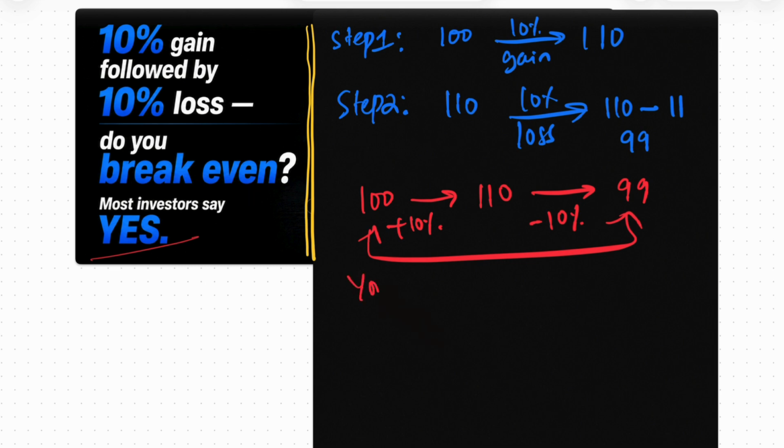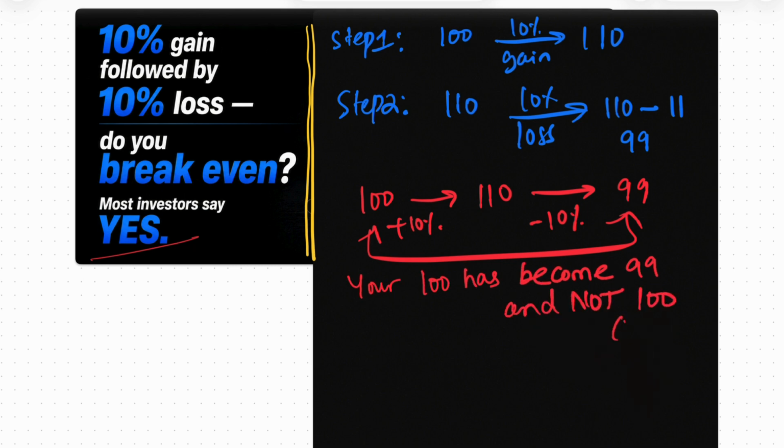So your 100 has become 99 and not 100, which means not break even. So effectively you're losing 1 rupee. So your loss is 1 rupee, or $1. So you're not back to square one, you're not break even, you have a loss here, right? So this is the right way to look at things. This is just a small example to understand the tricks to do quick math and do it accurately.